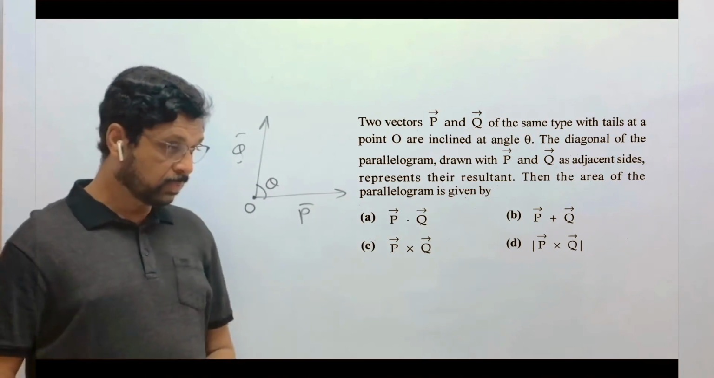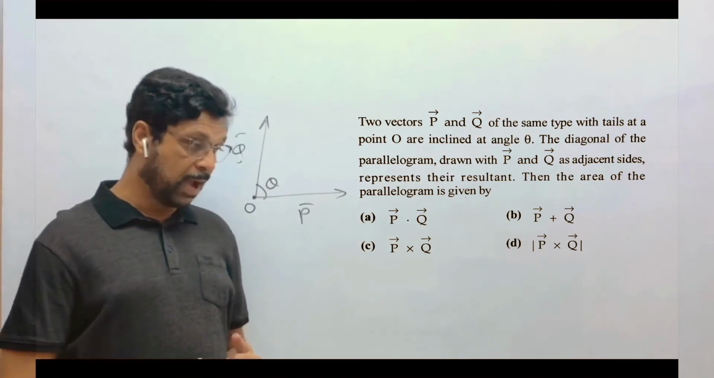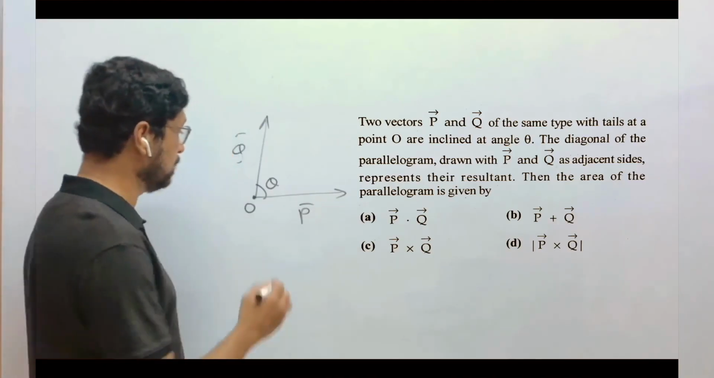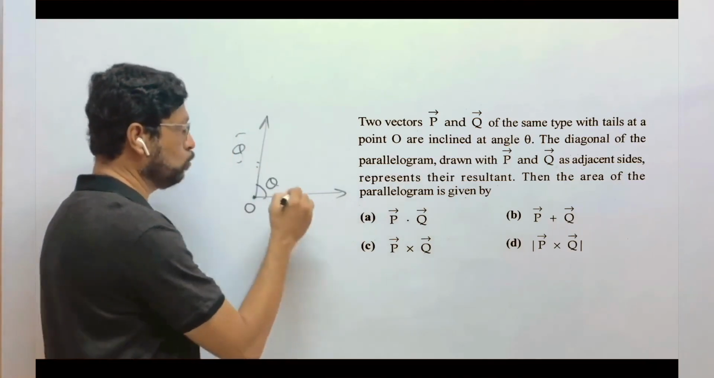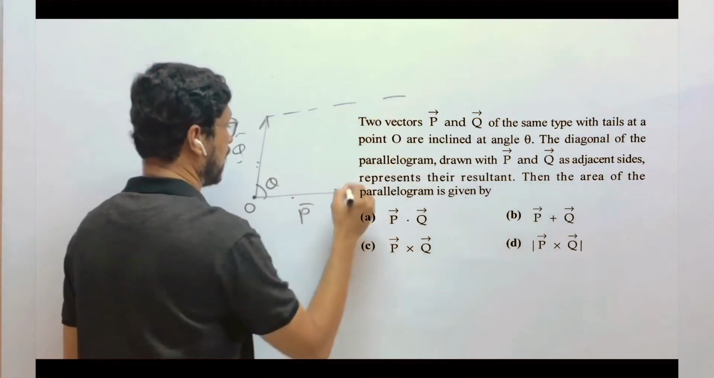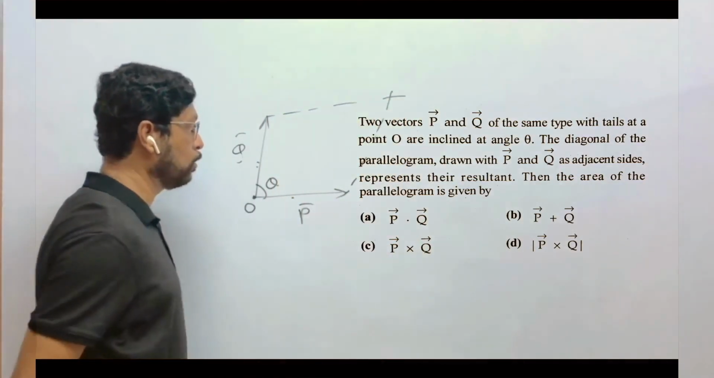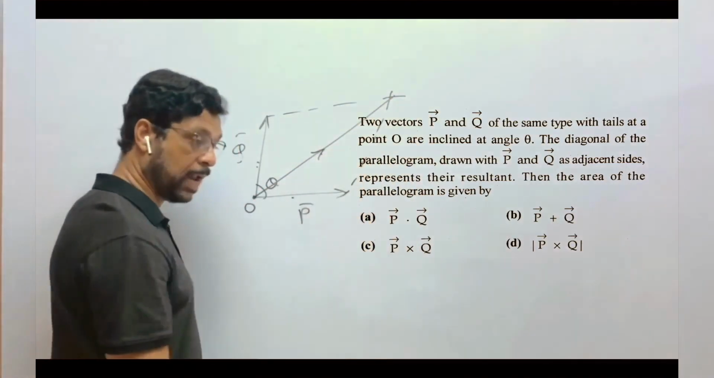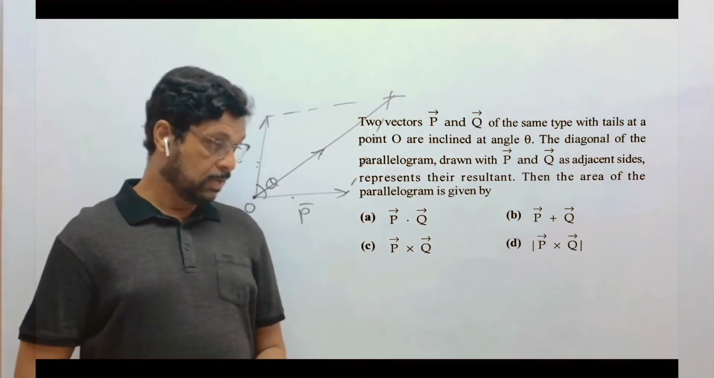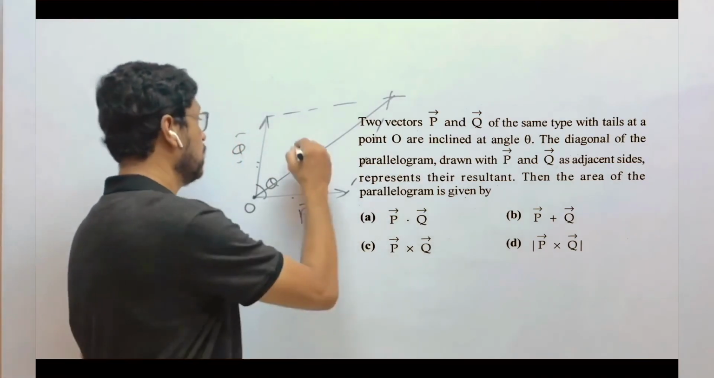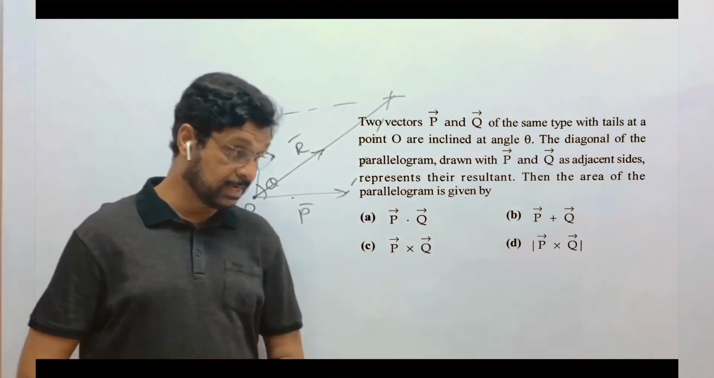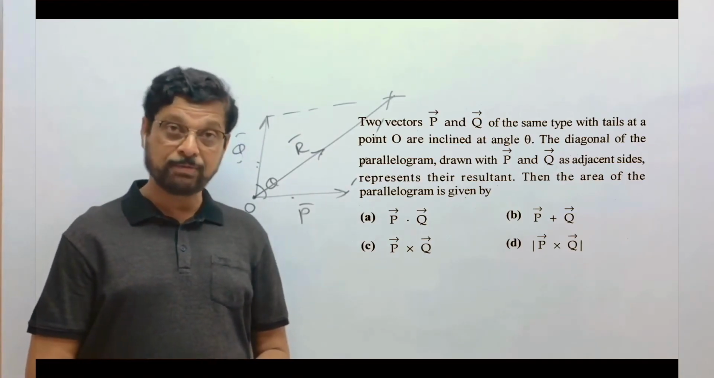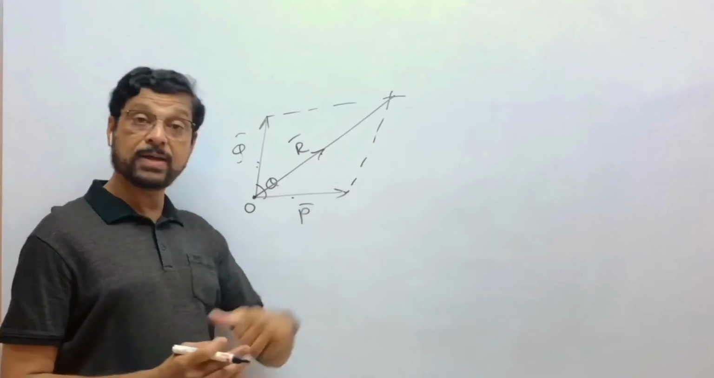Okay, fine. The diagonal of the parallelogram drawn with P and Q as adjacent sides. If you take P and Q as adjacent sides and draw a parallelogram, then the diagonal of the parallelogram represents their resultant. Okay. Then the area of the parallelogram is given by. What will be the area of this parallelogram?